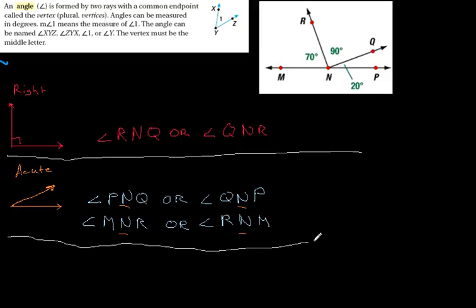Let's go ahead and label an obtuse angle. We'll change the color here.